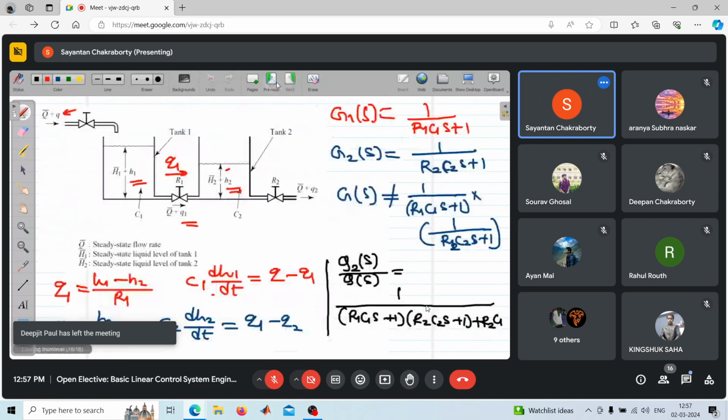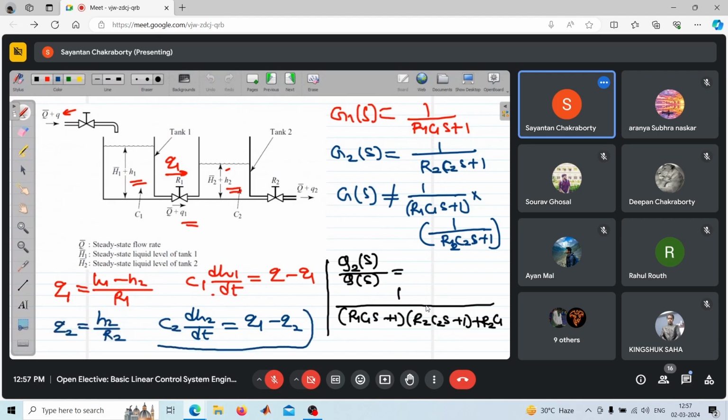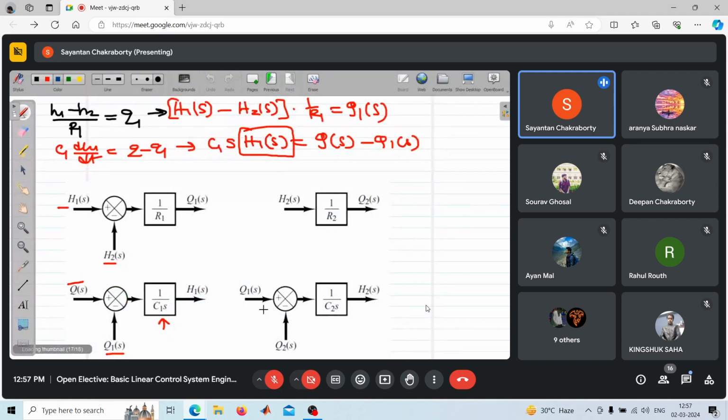Similarly, from this, Q1s minus Q2s into 1 by C2s is equal to H2s. So these are the four equations which are represented in the form of their individual block diagrams. Right? Now if I want to collaborate all of them together, I'm just keeping it over here.